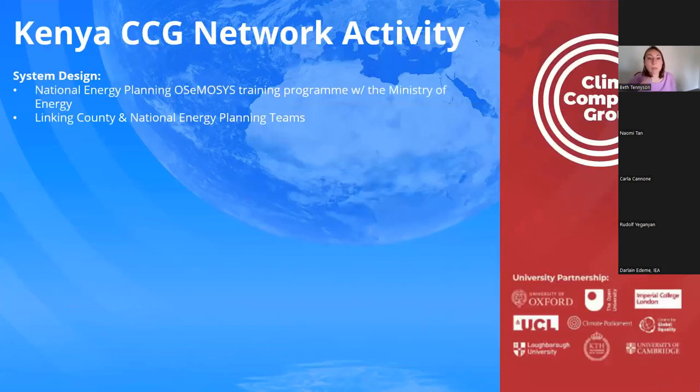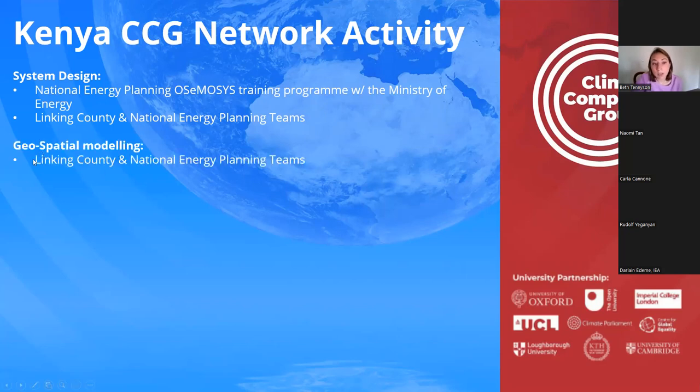So just quickly, some examples of network activity is the system design workstream that I discussed. They're working with the Ministry of Energy to do national energy planning. This project has further led to us having a project about linking the county and national energy planning teams. So Steffi and the geospatial modeling team is good at energy planning at the county level, and we're trying to link up the system design with a national level that we already have ongoing in the modeling. So that's been really exciting and fruitful and quite relevant to this group, as well as you want to become modeling and energy planning experts.